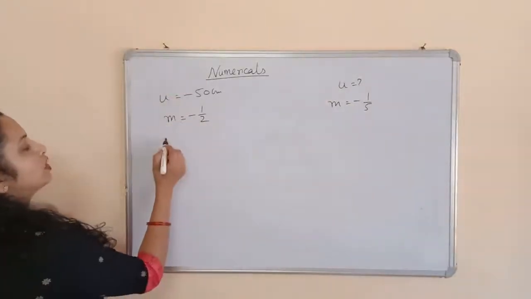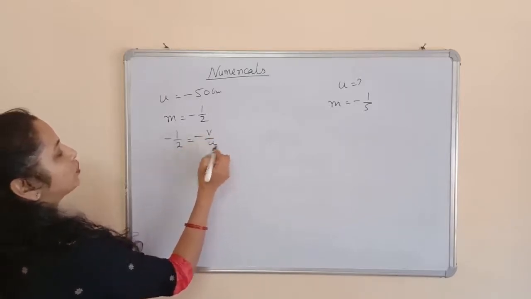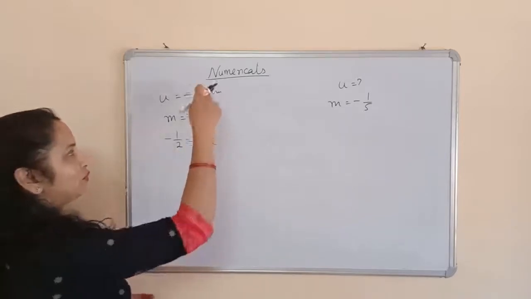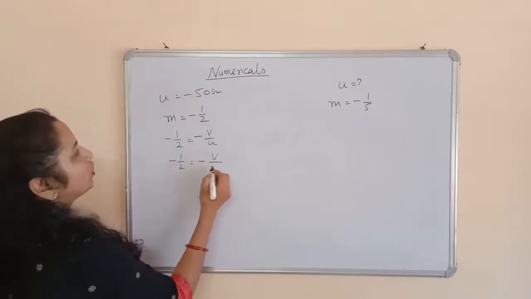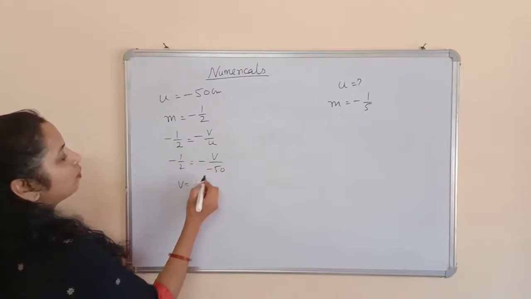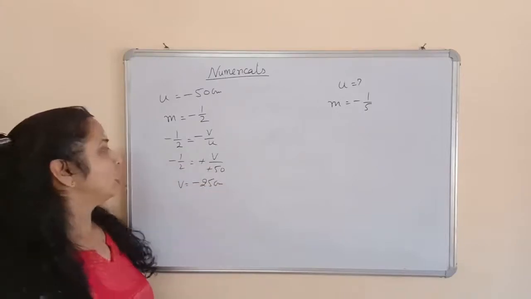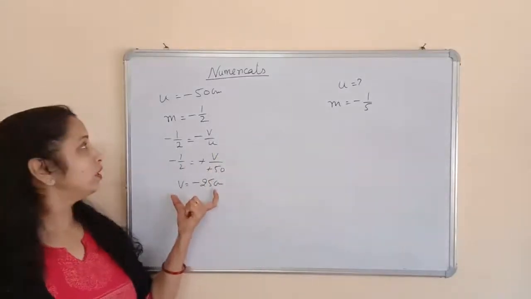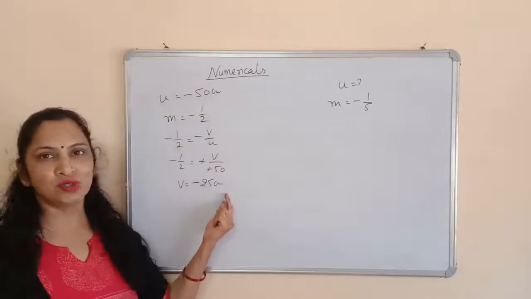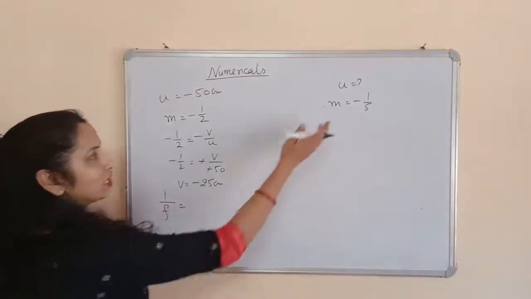So from this we know that magnification is equal to minus V upon U, and we know the magnification, so we can put the value of U. So it will be minus 25 centimeter. So by magnification and U we find the value of V. Now we know the value of U and V, so we can find the focal length, and we need the focal length for finding this answer.